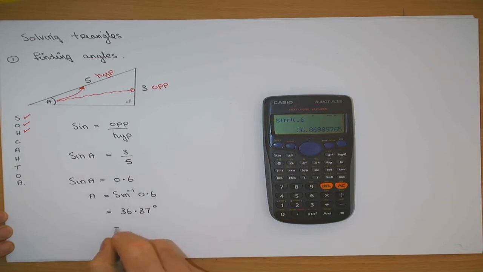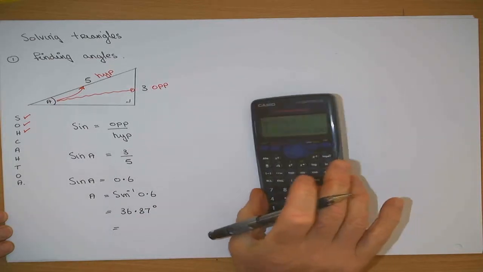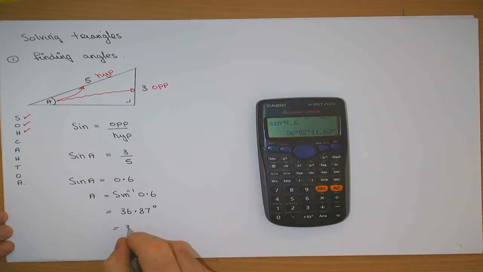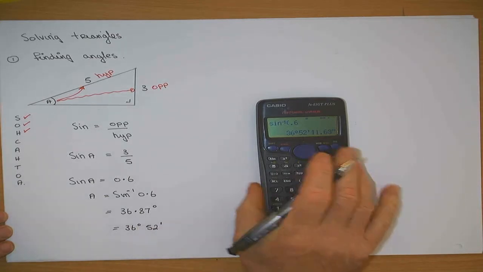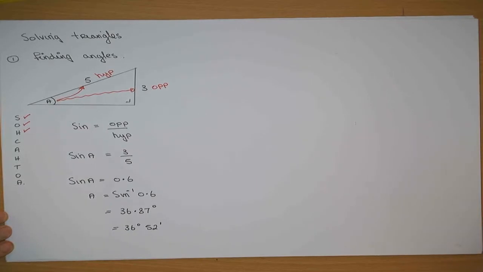Could you give me that in degrees and minutes if I asked you first? 36 degrees, 52 minutes. Right? So there is one use of Sohcahtoa. If I give you two sides, what can you tell me? You can tell me the angle.